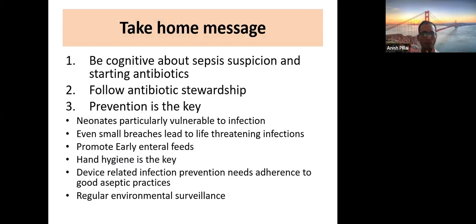Remember the three-pronged approach that I said? Go very much in depth in history for risk factors of infection. Is anybody in the house sick? Was the mother sick? Why did preterm labor start? How long did the fluid leak? Was it foul smelling? Was there any examination? So, detailed history for risk factor assessment.